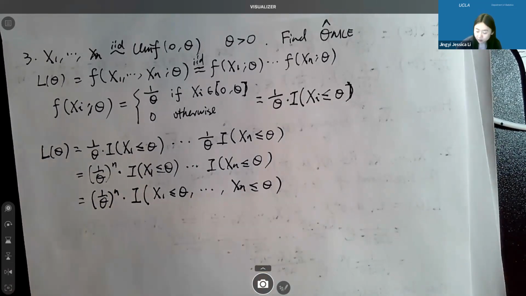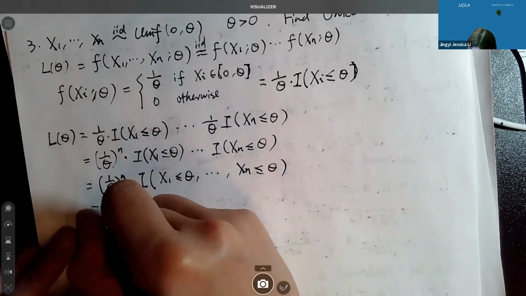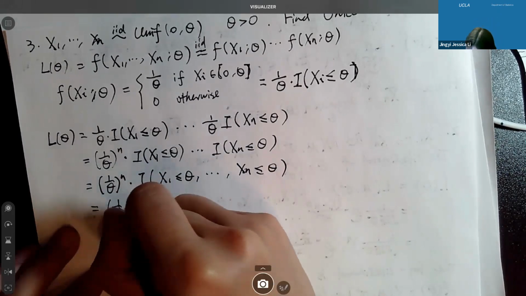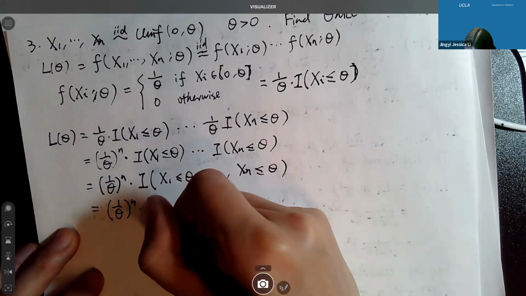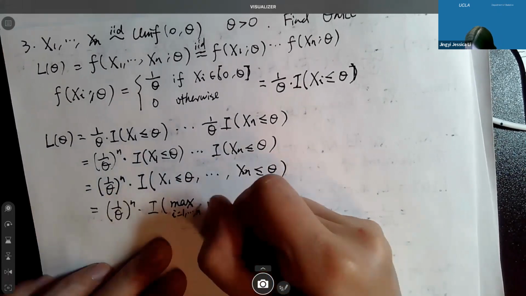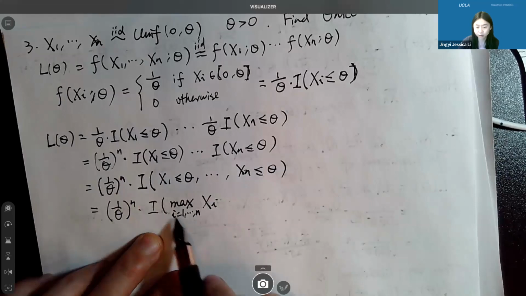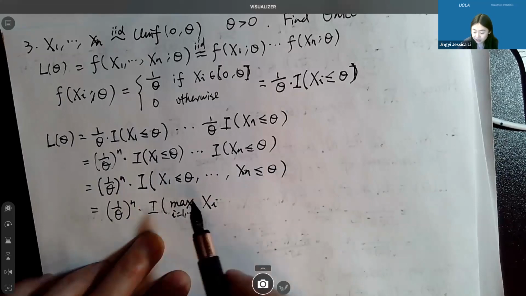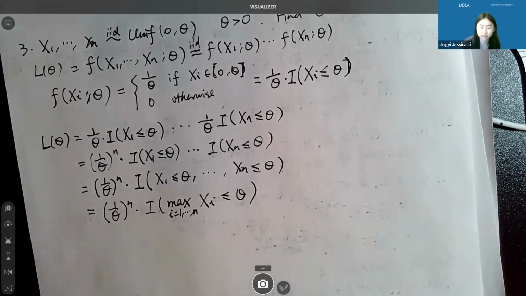Okay, and I can re-express this joint indicator function by the maximum. So the maximum, now I say i goes from 1 to n of x_i. This expression means that I'm taking the maximum of x1 to xn. I need this to be under theta. It's the same way as expressing the joint event: x1 is under theta, x2 is under theta, and xn is under theta.